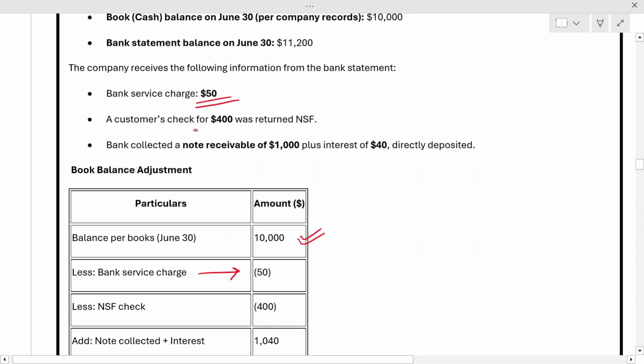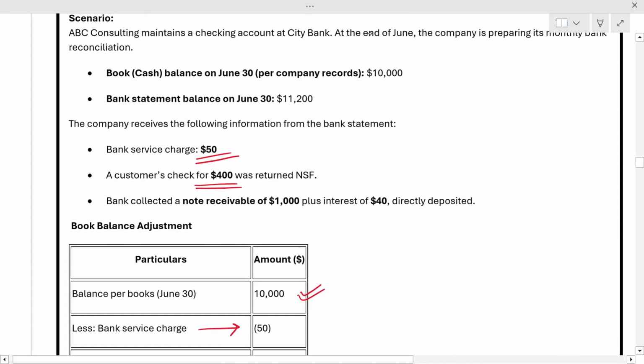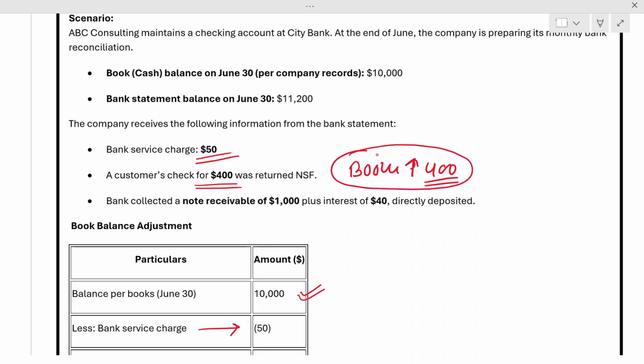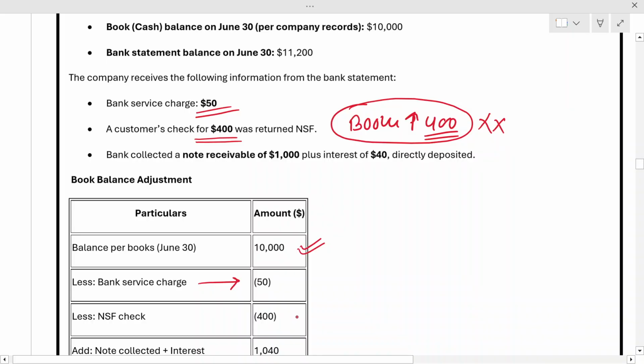Similarly, here a customer check for $400 was returned. So in your books, when the customer gave you this check and you deposited the $400 into the bank, you thought in your books that your balance would increase by $400, and you did that in your books of accounts. But right now this has become dishonored, so this money should not be showing in your books of accounts, so you should be reducing that as well here.